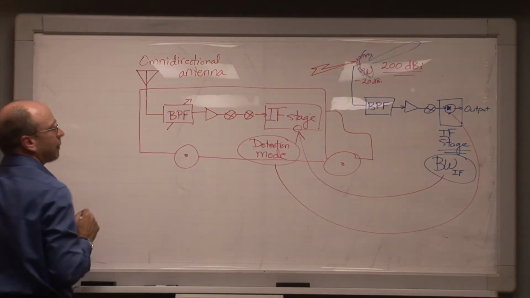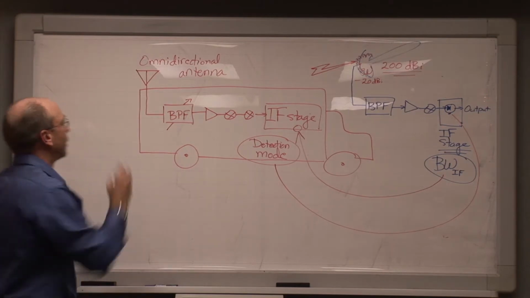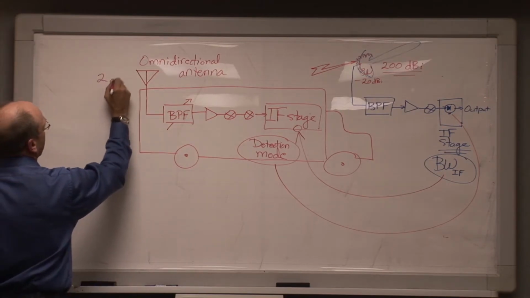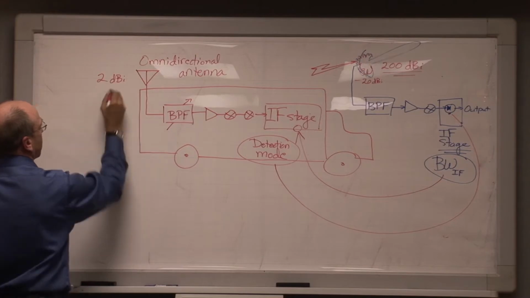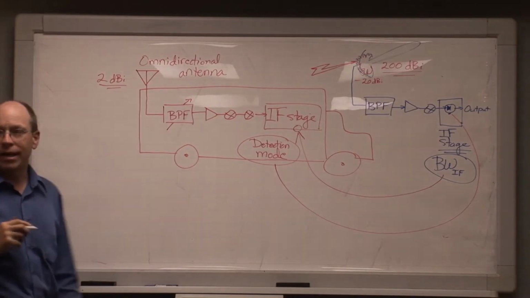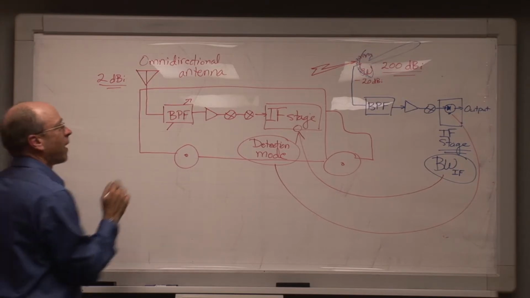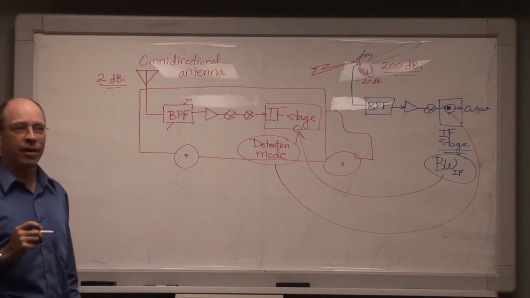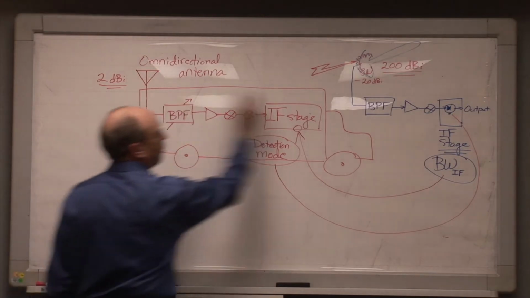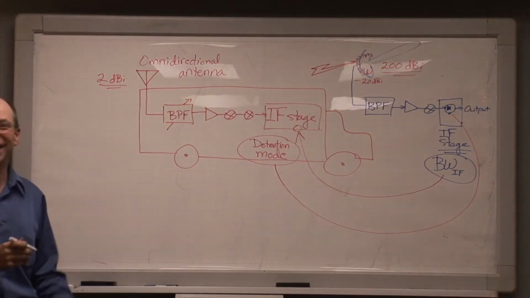Now, we're running an omnidirectional antenna. What's our gain over isotropic? Oh, say it's a dipole or some other type. We're about 2 dBi gain all the way around the horizon. So how much more gain do we have on our antenna than theirs on the interference source? Oh, about maybe 22 dB.